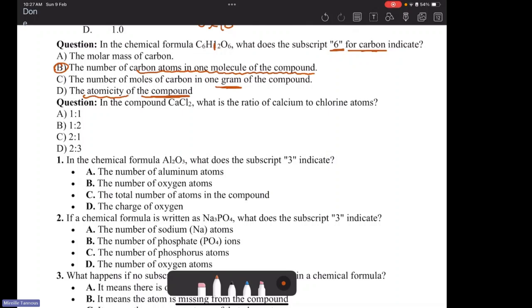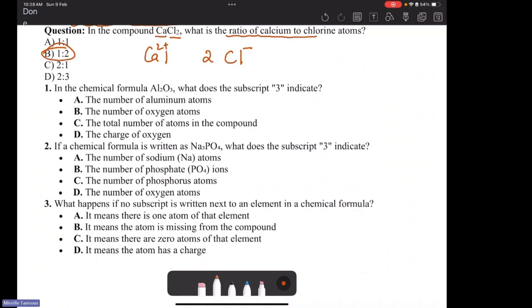Here's an ionic compound. They want the ratio, they want the atomicity of every ion. And in this one, I have 1 to 2. I have 1 calcium with 2 Cl minus. So the ratio is 1 to 2. In the chemical formula Al2O3, what does the subscript indicate? It shows the number of oxygen atoms. Actually, it should be oxygen ions, but I don't have any option for oxygen ions, so I'm going to go with B.